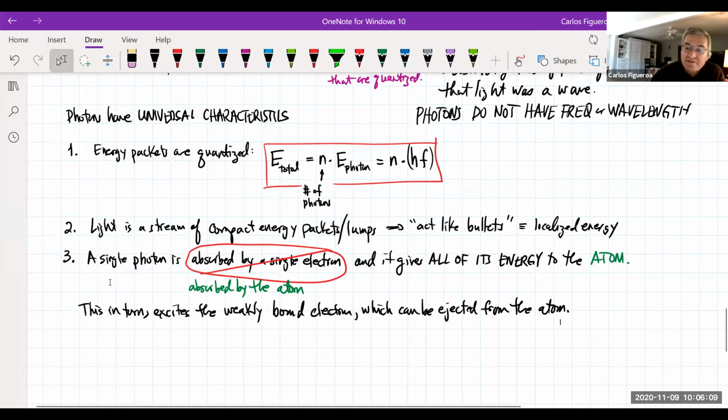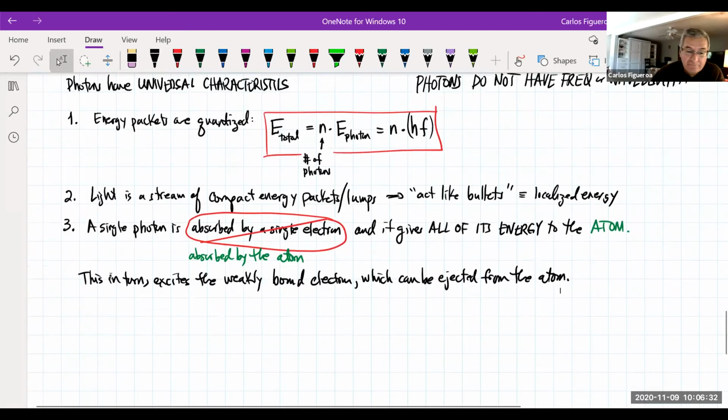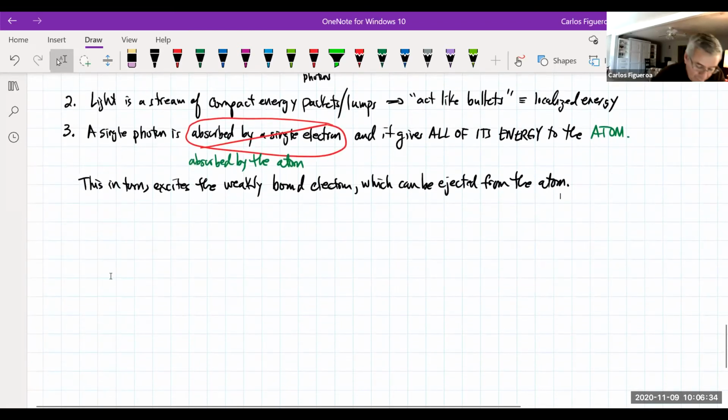So those are the things that Einstein says. Photons have universal characteristics. Energy packets have the energy given by Planck. They come as streams of little bundles. And a single photon gets absorbed by the atom, and that in turn can excite and eject an electron. So let's talk about metals.